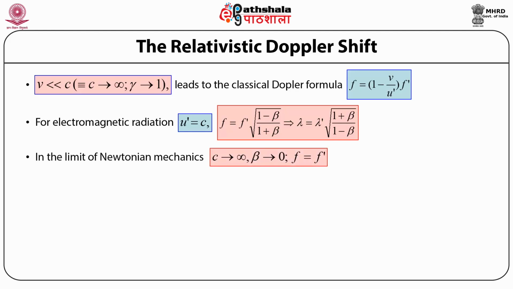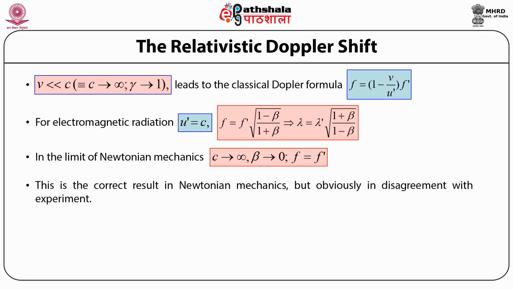So in the limit of Newtonian mechanics, where c tends to infinity and beta tends to 0, the frequency f is equal to the frequency f'. This is the correct result in Newtonian mechanics, but obviously in disagreement with the experiment that we are performing here to study the relativistic Doppler shift.